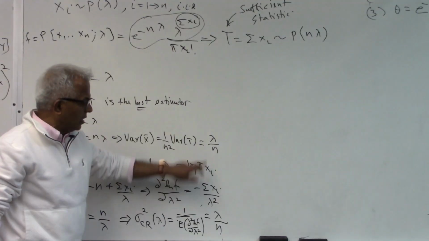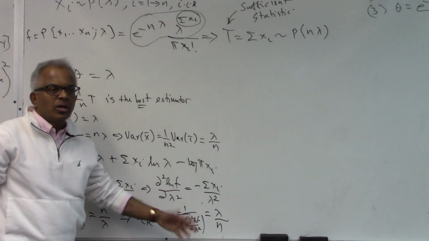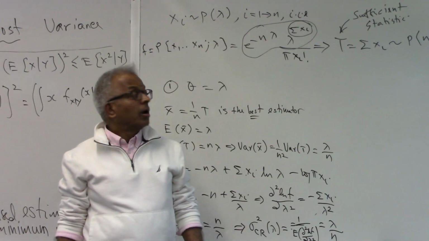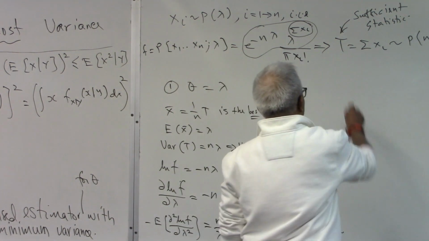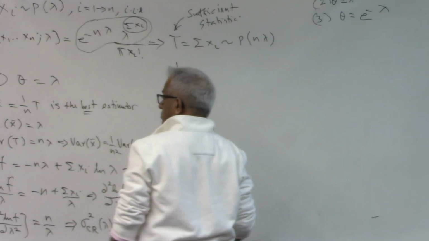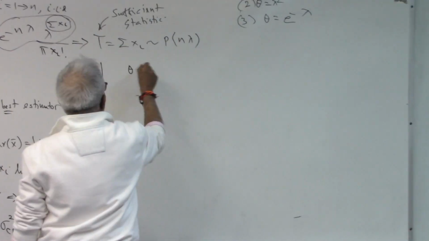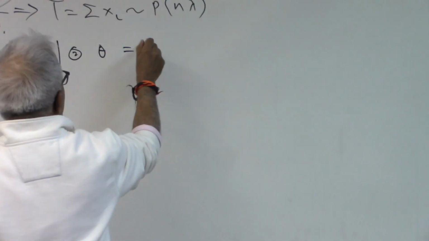Look here, the variance and the Cramér-Rao bound agree. So this just happens to be also an unbiased, efficient estimator, right? So let's look at the second one. So let's say theta is lambda squared.